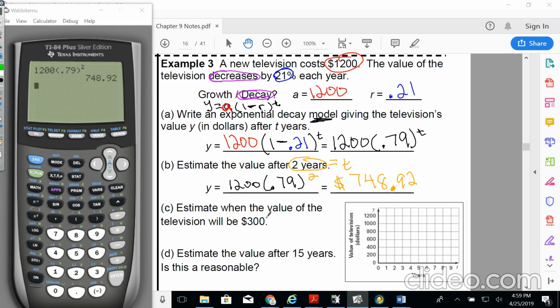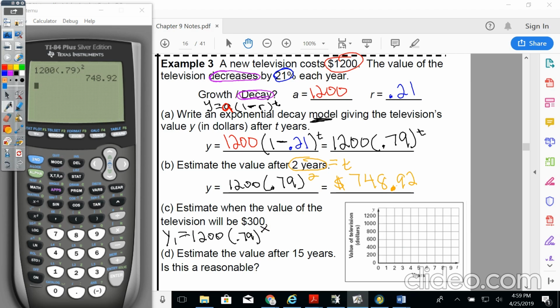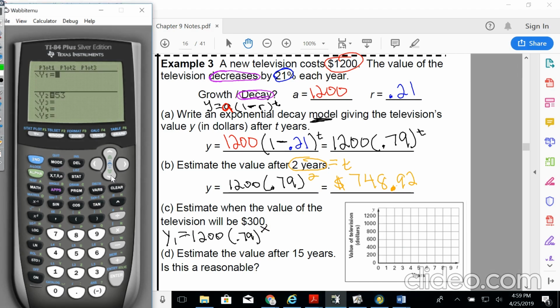All right, estimate when the value will be $300. So again, the 300 here is giving me the y value. So this is where I use the graph and plug my function into y1. Make sure you do the one with the x. So 1,200 times 0.79 to the x power. Then we're going to use our window to get the rest. Let me clear this stuff. So 1,200 times 0.79 to the x power. And then in y2, we put the 300 that it wants.